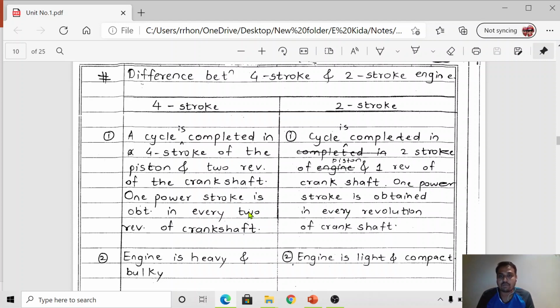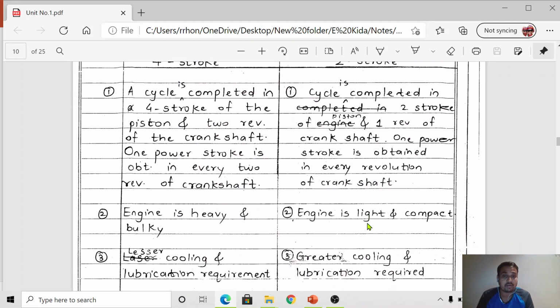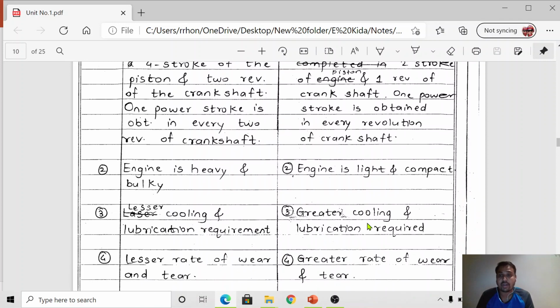In the case of the 4-stroke engine, the power stroke is obtained in every 2 revolutions of the crankshaft, but in the case of the 2-stroke engine, the power stroke will be obtained in every revolution of the crankshaft. So this is the first basic comparison between the 4-stroke and 2-stroke engine.